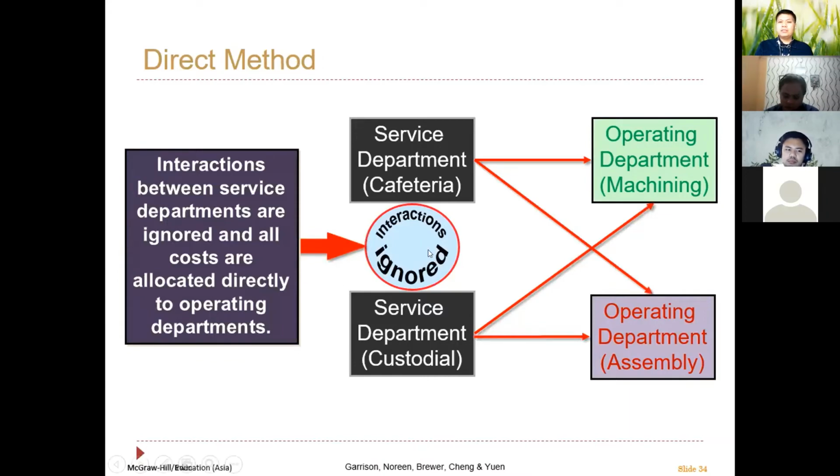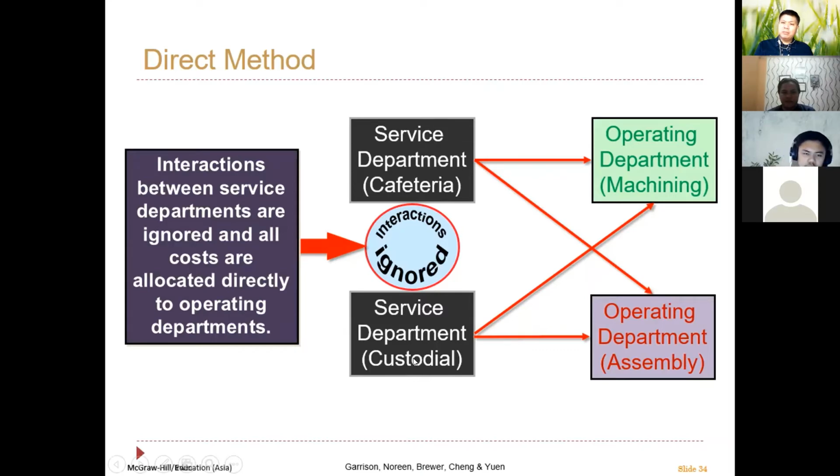Let us look here. You have the service department, which is called the cafeteria. Ayan. So under the direct method, yung cost ni cafeteria, oh, asan yung kanyang mga arrows? I-distribute niya kay machining at saka kay operating, ay kay assembly. Are you following? Yung cost ni cafeteria, ibibigay niya kay machining at saka kay assembly. That's a direct approach. Ha? Okay. Tapos yung isa pang service department, sa custodial naman, ganun din ang gagawin niya. Bibigyan din niya ng cost si machining, bibigyan din niya ng cost si assembly. Which means, walang pakialaman si cafeteria at saka si custodial.